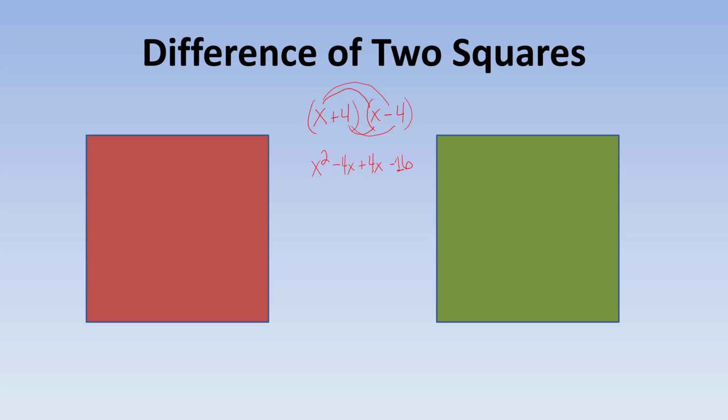All right, and my negative 4x and positive 4x cancel each other out, and I'm left with x squared minus 16. And so we get the term difference of two squares because difference implies we're taking subtraction as our operation. And the two squares, notice the value to the left of the subtraction is a perfect square. The value to the right of the subtraction is a perfect square. The value to the left of the subtraction is a combination of the term x times x. The value to the right of the subtraction sign is a combination of the terms 4 times 4. Both of those are squares.